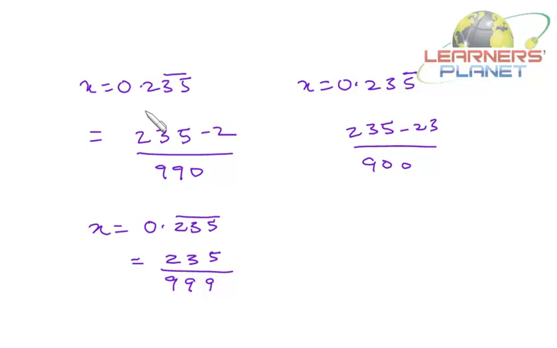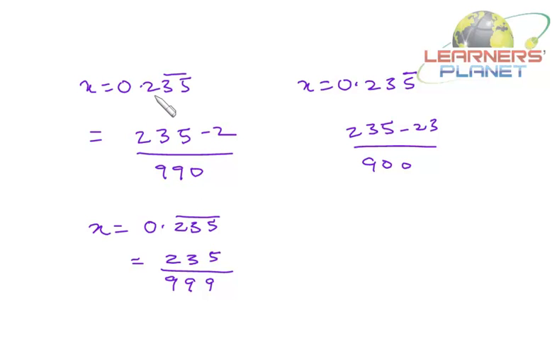Friends, now let's make a comparison among these three cases. Here I am having bar on 35, here I am having bar on 5 only, and here I am having bar on 235. So we can draw a conclusion that here I am having bar on 2 digits, so I am getting 2 nines. Here I am having bar on 1 digit, so I am getting 1 nine. Here I am having bar on 3 digits, so I am getting 3 nines. So as many digits having bar, we get that many nines.